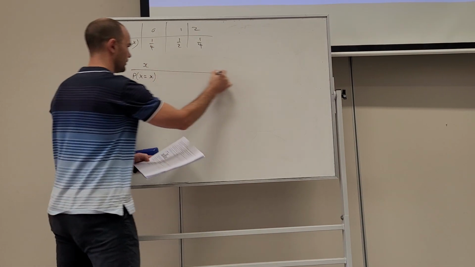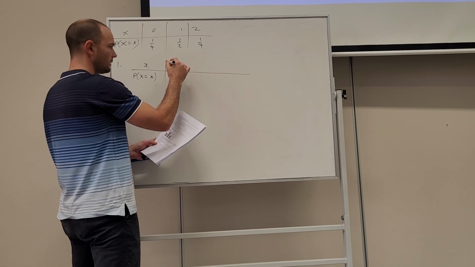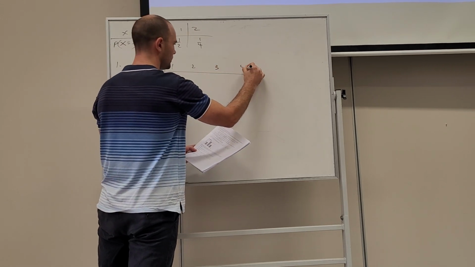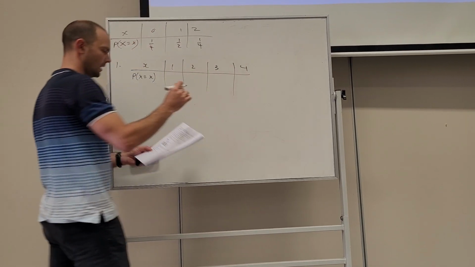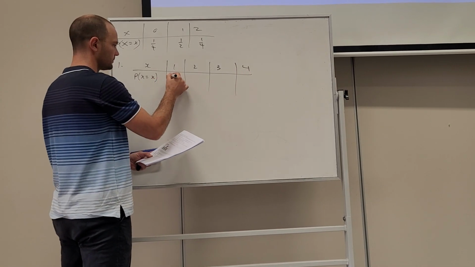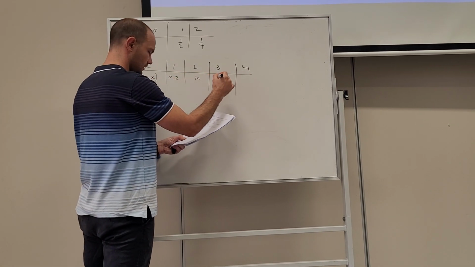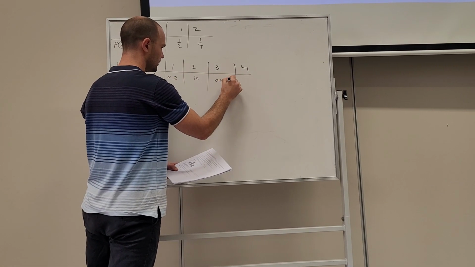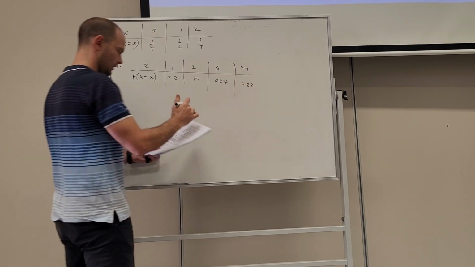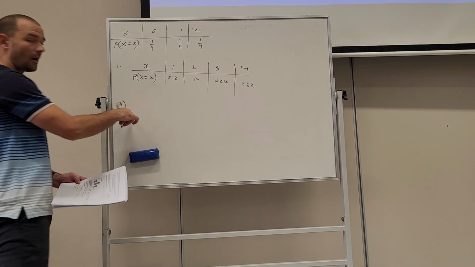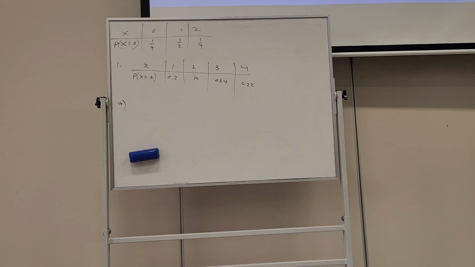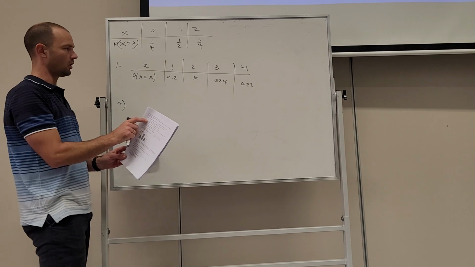Okay, so we have the events 1, 2, 3, and 4. And the probability is 0.2. We have here k, we have 0.24, and we have 0.22. All right, part A says, find the value of k. Well, what I want to point out is a probability distribution has 3 properties, and those are listed in the dot points at the top of the page.